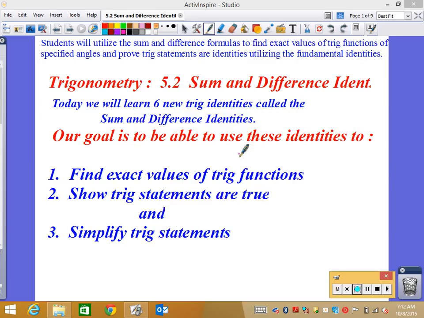Alright, today we're talking about 5.2, which are the sum and difference identities. So we're going to be learning 6 new trig identities. And what we're going to do with them is find some exact values of trig functions. Just like we've been doing over the last 2 chapters, we're going to show some trig statements are true, more like identities and proving identities. And lastly, we're going to be simplifying trig statements, so we're just going to try to make them in as simplest form as we can.